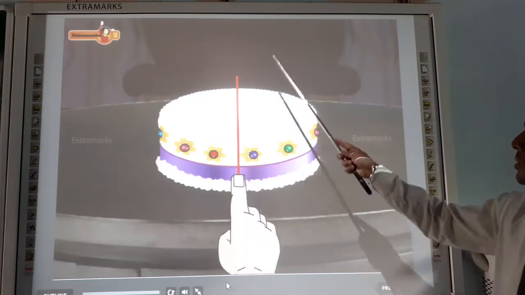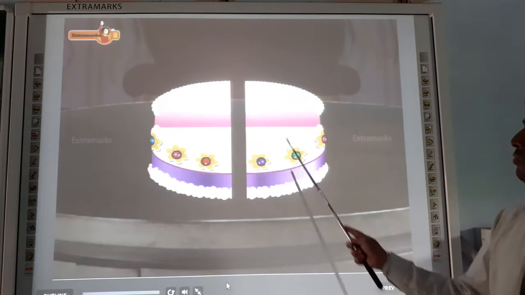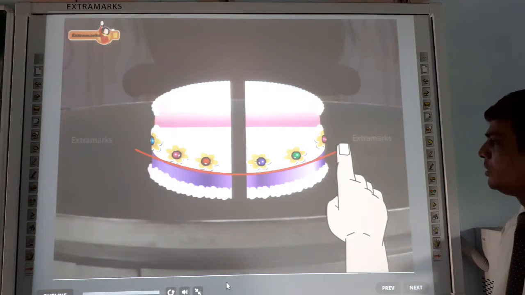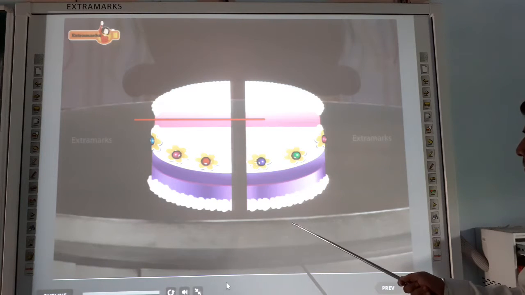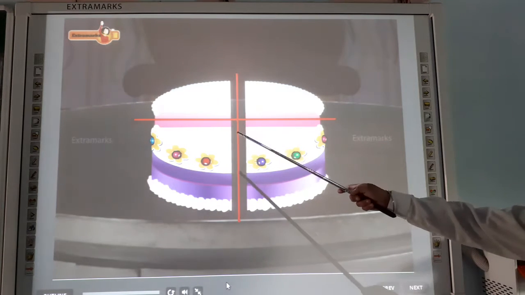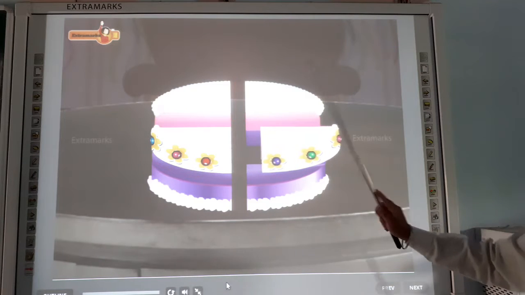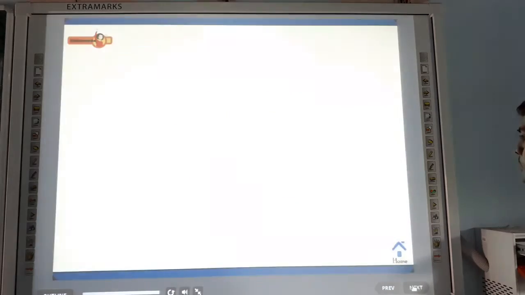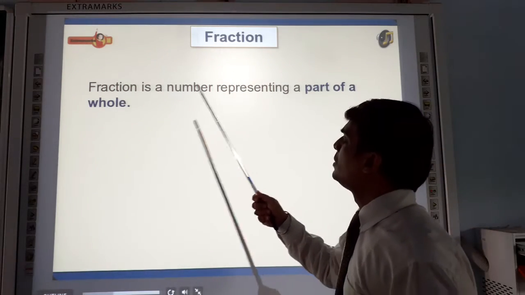Let us see how we can do it. We cut it into quarters, 4 parts. Then we slice it through the center. This is the third cut. Now the cake gets divided into 8 equal parts. You can see each part is 1/8 of the cake.